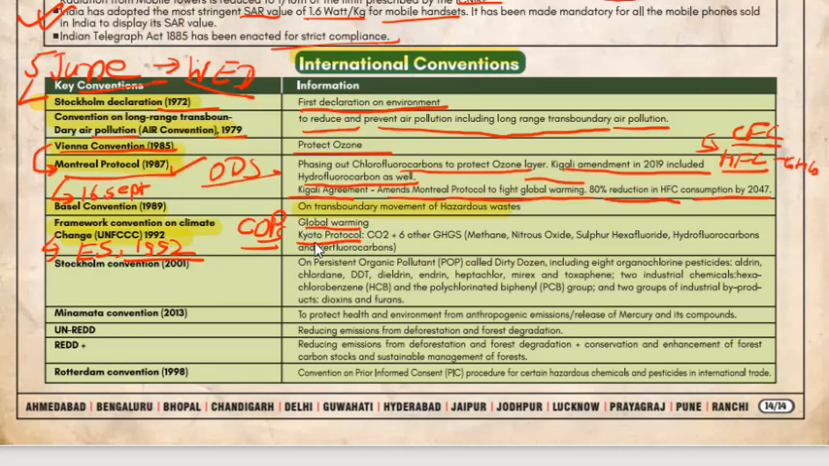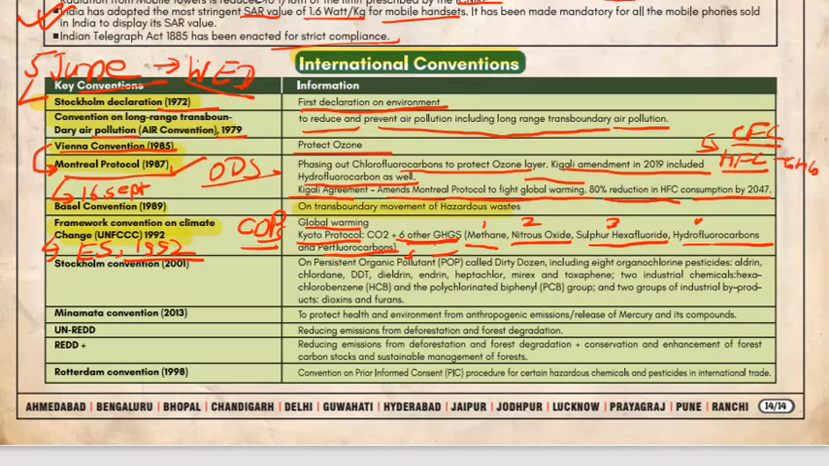So it is written, Kyoto Protocol: CO2 plus 6 other greenhouse gases. These are important gases. You should remember all the names of the 6 gases. First is methane, nitrous oxide, sulfur hexafluoride, hydrofluorocarbon, perfluorocarbons. Okay, these are important. They can directly ask you in the examination what the different greenhouse gases are.